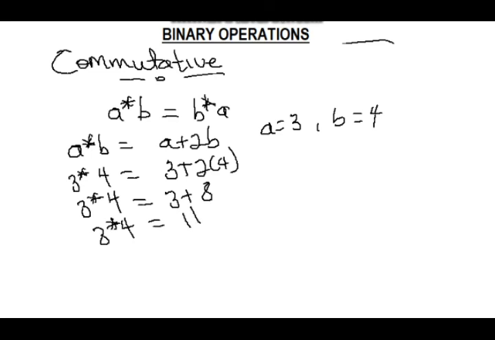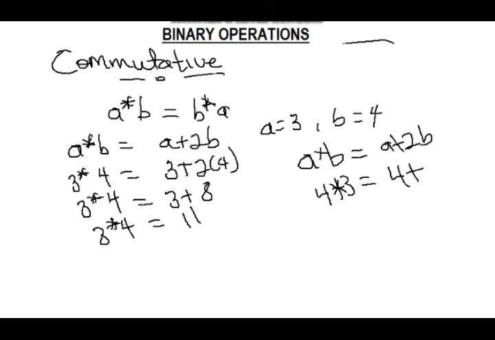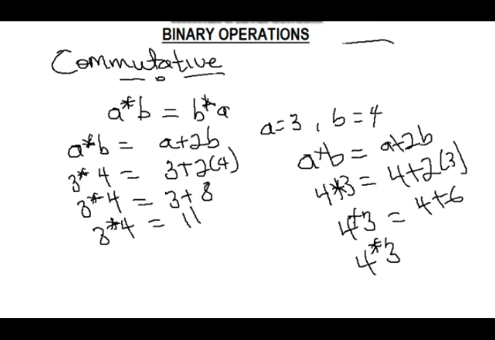Now let's do B star A. If it also gives us the same thing, then it is commutative. But if it doesn't give us the same thing, then it is not. So let's try that one. A star B being equal to A plus 2B, so we get 4 star 3 equal to 4 plus 2 bracket 3, which is 4 plus 6. So 4 star 3 is equal to 10.